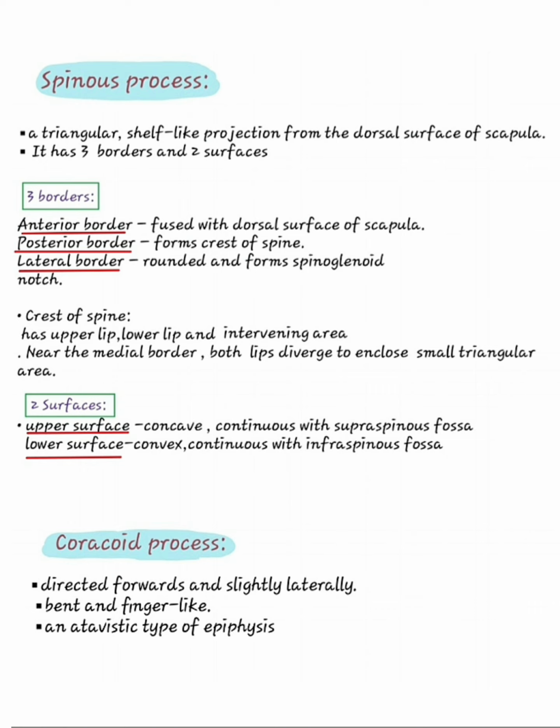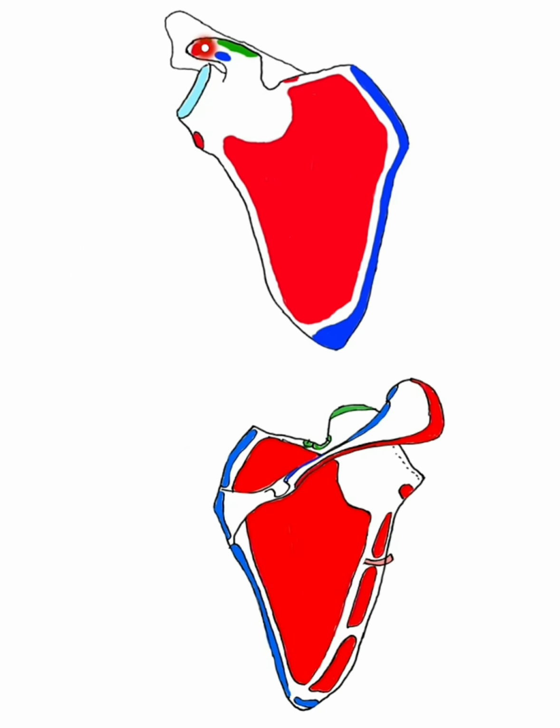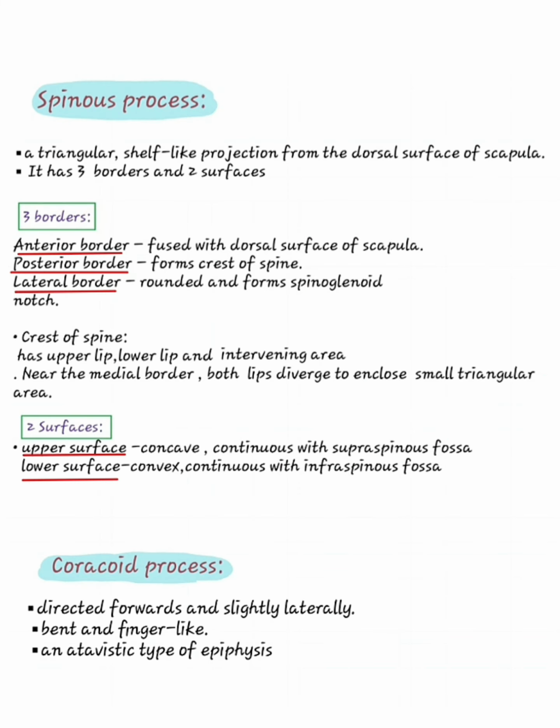Now let's see about coracoid process. It is directed forwards and slightly laterally. It is bent and finger-like. It is an example of atavistic type of epiphysis. Phylogenetically, it was an independent bone, but in humans, it gets fused with another bone to receive nutrition from it.